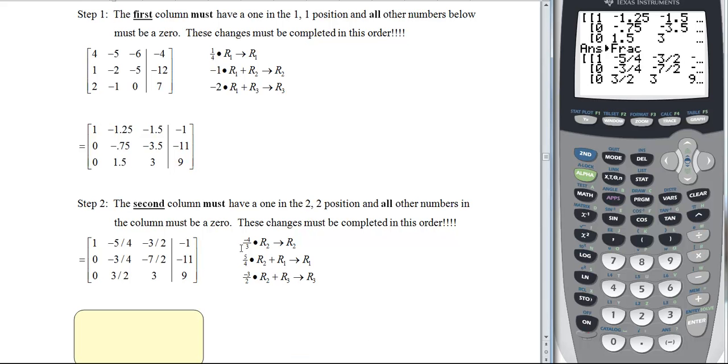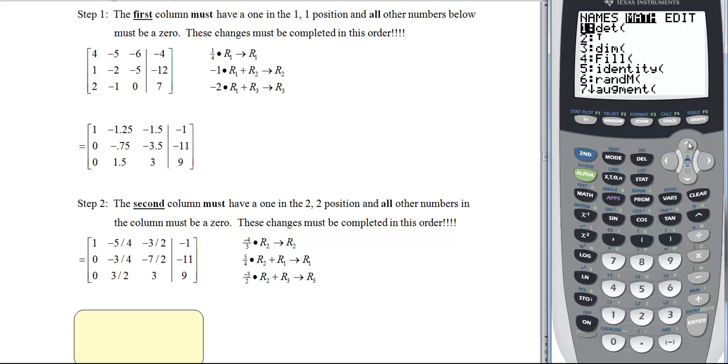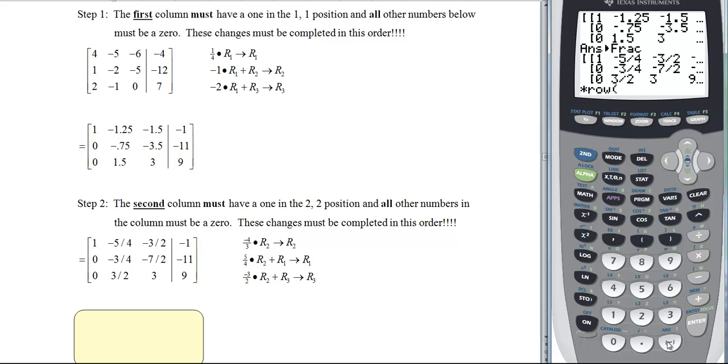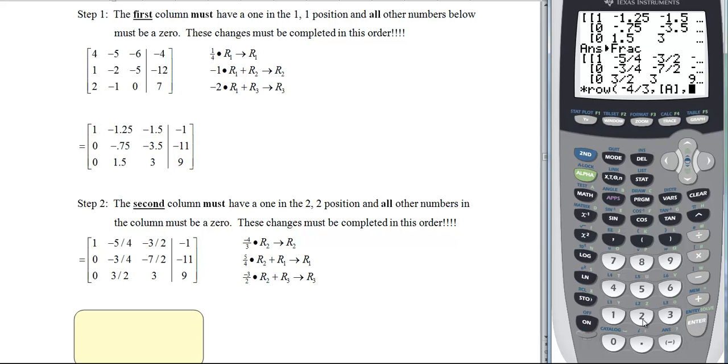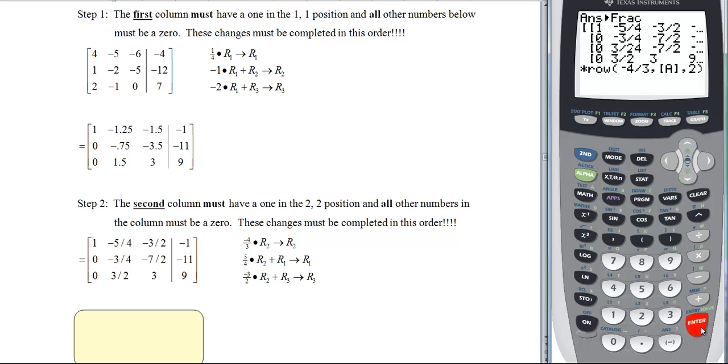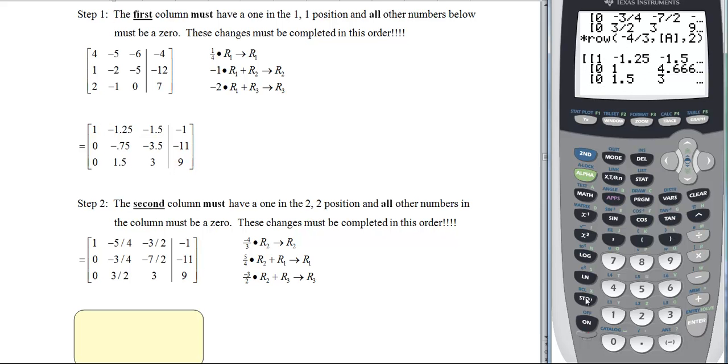So let's go do these one at a time. Always do getting the 1 first. So second matrix over to math, go up, and I need to go up again because I need to just multiply first. So a -4 divided by 3. Tell it the matrix, tell it the row. And there is my 1. So store second matrix.